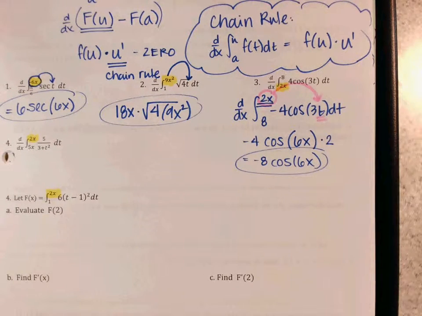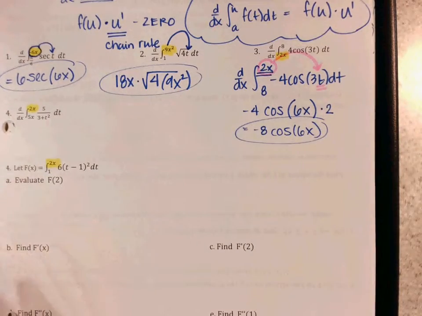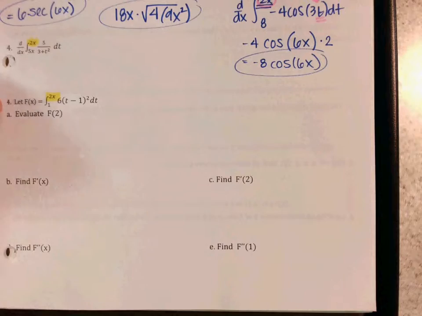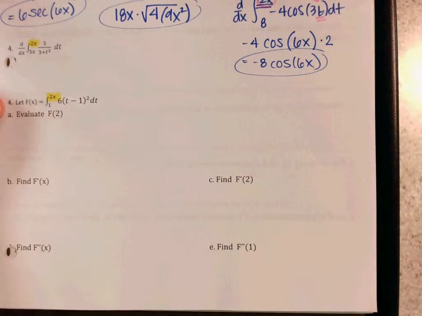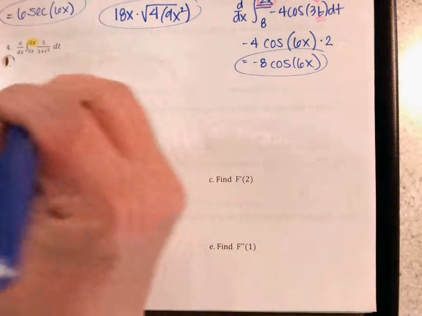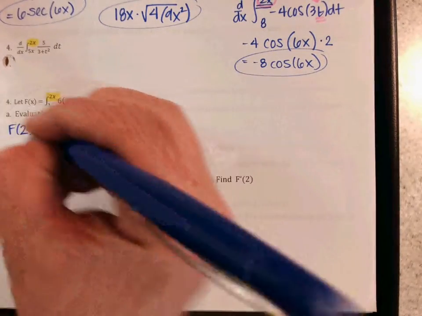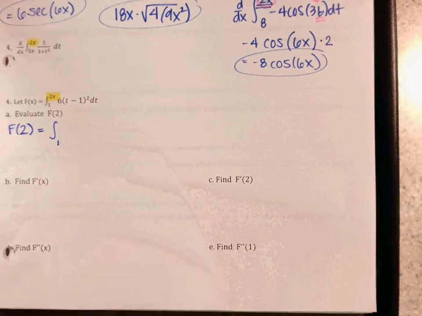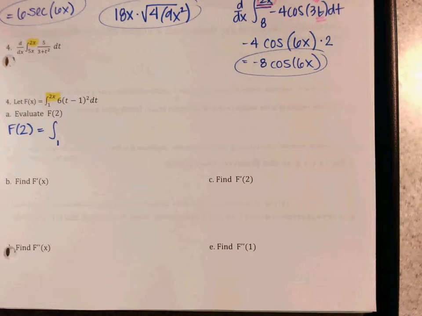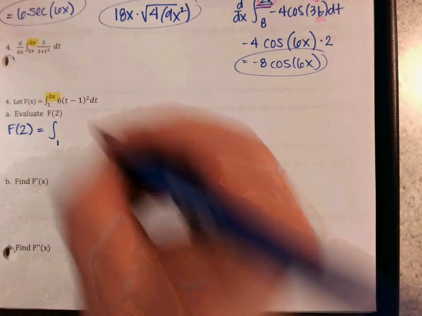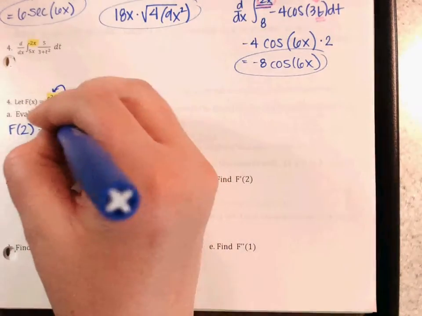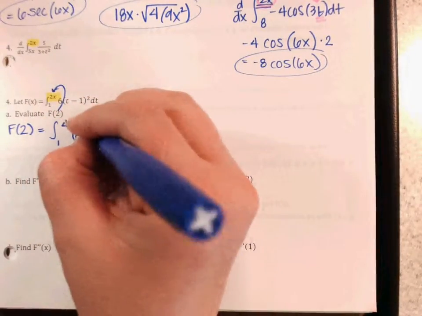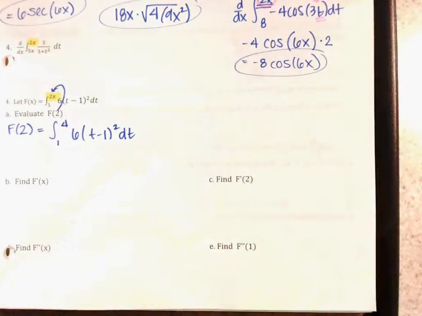Okay, actually let's do number 4 and then the second number 4, and then we'll come back to that one. Okay, so look at number 4 right here. I want you to find capital F of 2. So capital F of 2 is going to be the integral. Look at your equation right here. Starting at 1, and then it was going till 2x. If I plug in 2 to 2x, what's my new upper bound now? It's going to be a 4. Good. And then 6 t minus 1 squared dt.